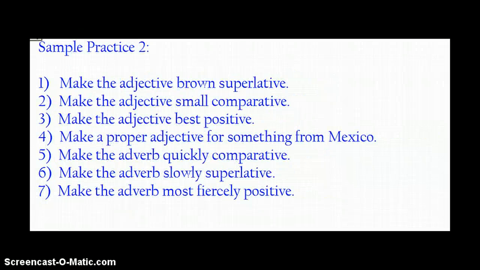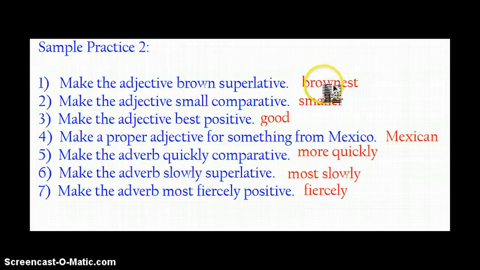Alright, here are your answers for practice 2. Brownest is the superlative of brown. The brownest ball, for instance, of all of them. Smaller is the comparative of small. Good is the positive form of best because you have good, better, best.